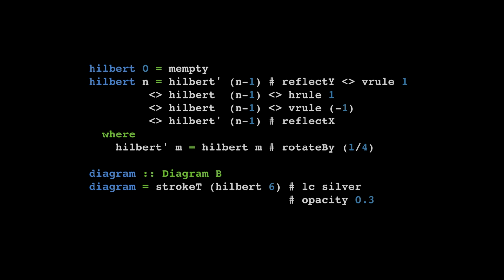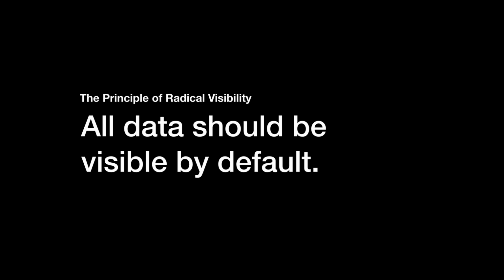But I believe that those scientists and artists and data wranglers in general deserve to see the data that they're processing. So we'll try adopting a principle, which I call the principle of radical visibility, which says that all data should be visible by default. The project that I'm going to show is in many ways just a straightforward exploration of the consequences of this principle.